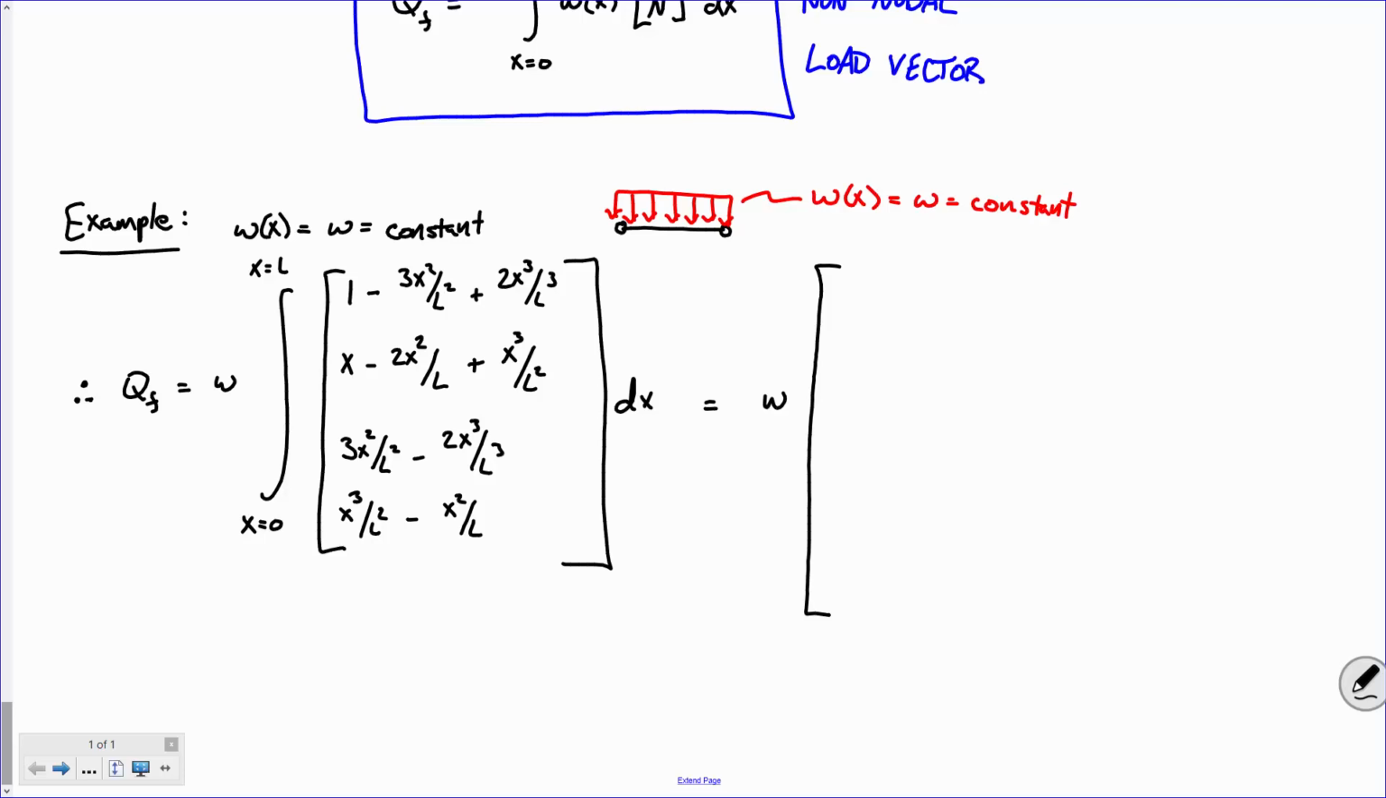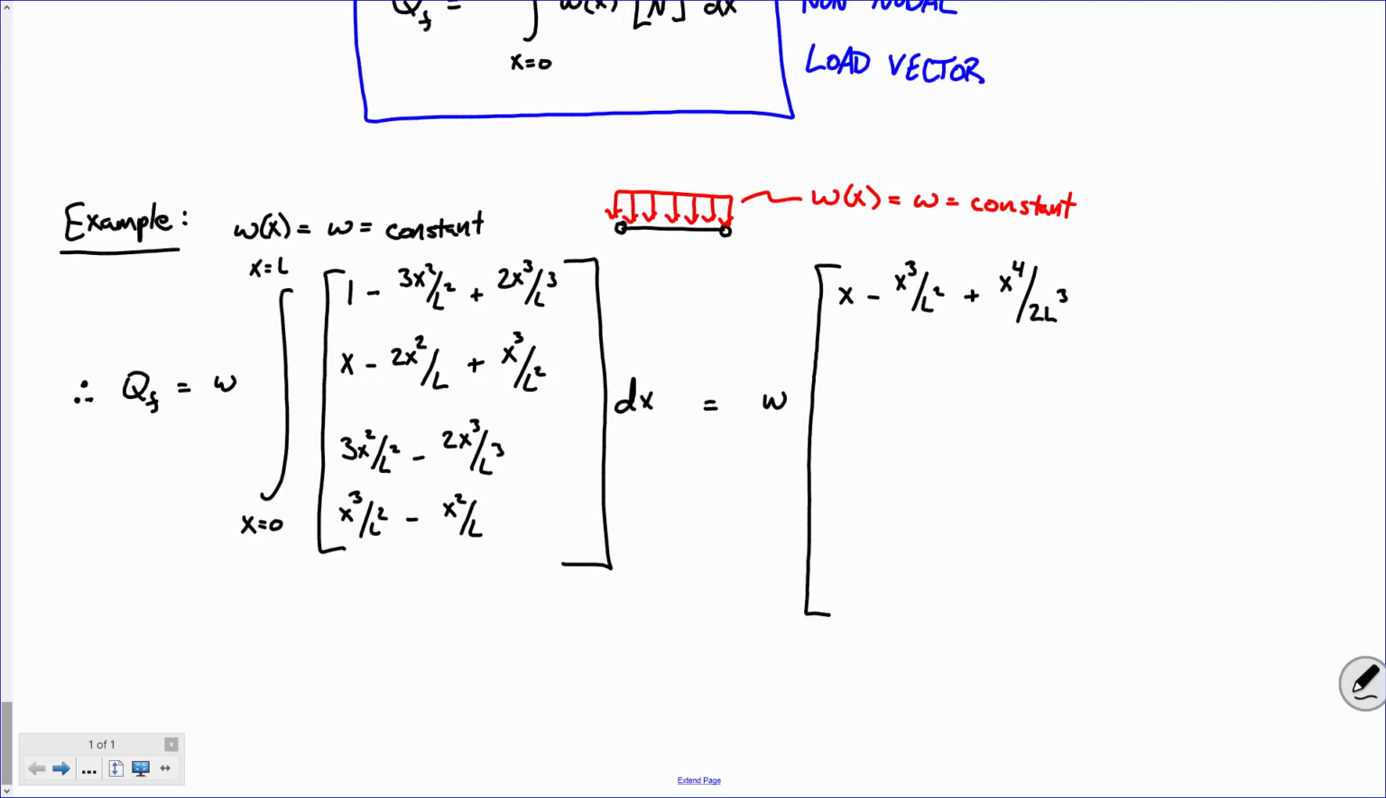What's the integral of 1? x minus, okay, we've got 3x squared over L squared. The integral of x squared is x cubed over 3, right? So that's going to be x cubed over L squared. And then plus 2, and that's x to the 4th over 4, so x to the 4th over 2L cubed. Did I do that right?